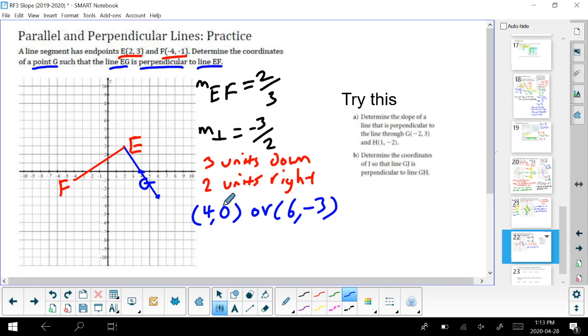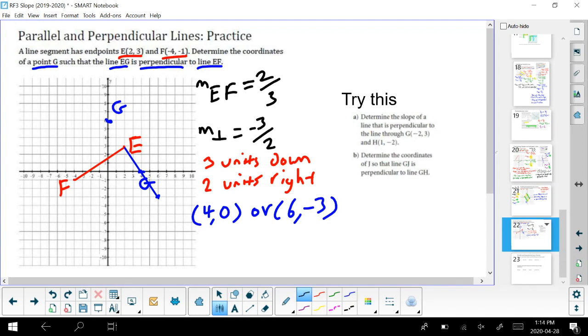If we decide to reverse our slope, that is going 3 units up and 2 units to the left, we could also have 1, 2, 3, then 1, 2. We could also have another point G right here at 0, 6. So again, it just really depends on which way you decide to go with that next point.